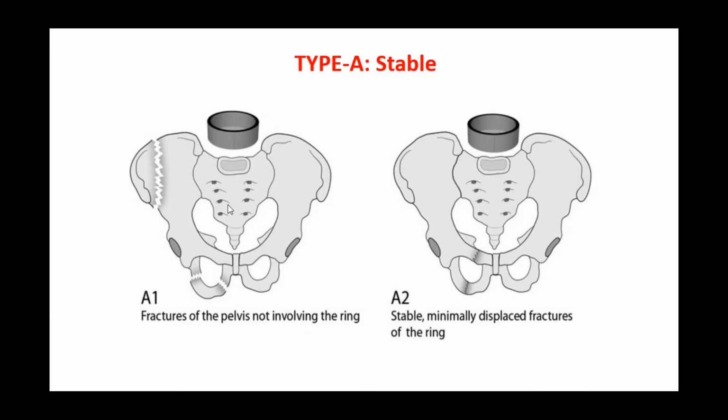Now here are the type A injuries which are stable in nature. In this type of injury, the pelvic ring is stable and displacement is insignificant. Here there is a fracture of the iliac wing and the pubic rami. In this case, the fracture of the pelvis does not involve the ring, and this ring here depicts the stability of the ring. So here the ring is intact and stable. There is a fracture only of the iliac wing and the pubic rami. A2, this is a stable injury. There is a minimally displaced fracture of the ring. Overall stability of the ring is maintained as depicted here.